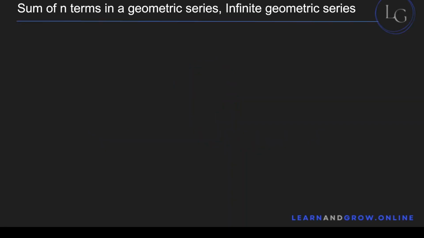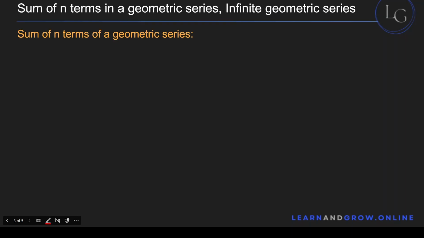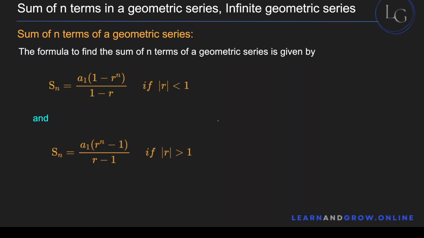Now, let's talk about the sum of n terms in a geometric series and the infinite geometric series. So, the sum of n terms of a geometric series can be found by two formulas. This formula is for the case where the absolute value of r, the common ratio, is less than 1, and this formula is applied when the absolute value of r is greater than 1.